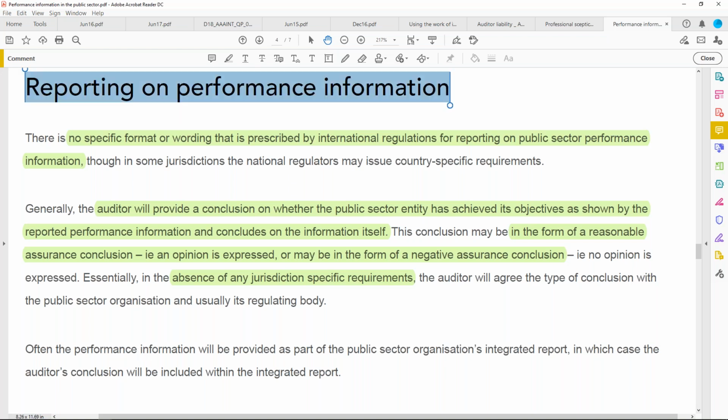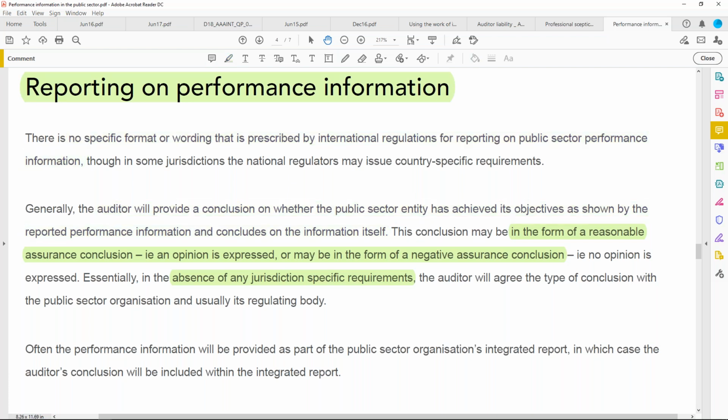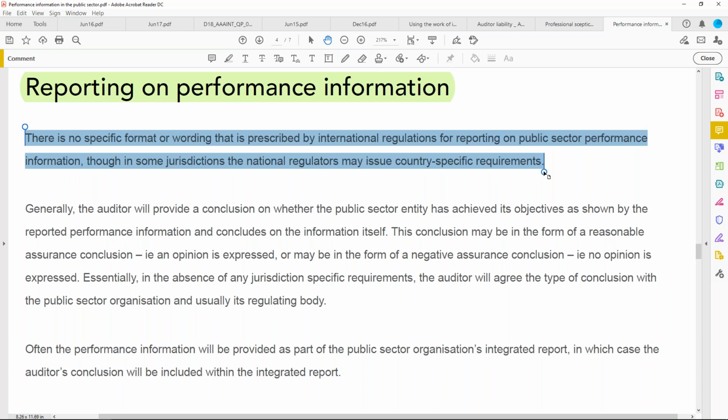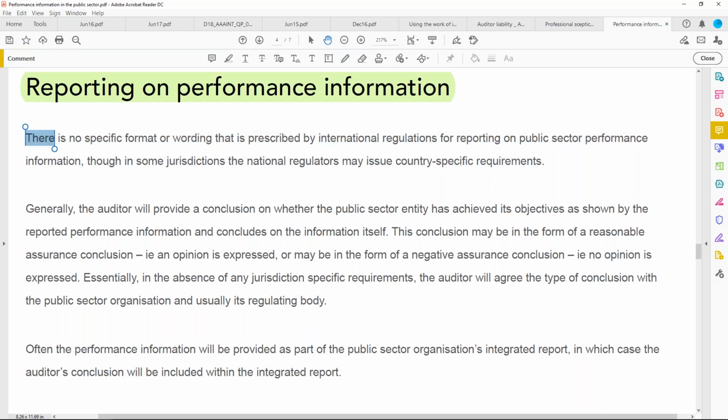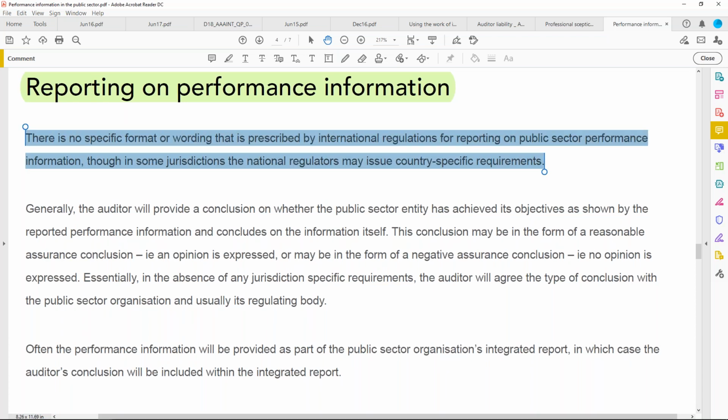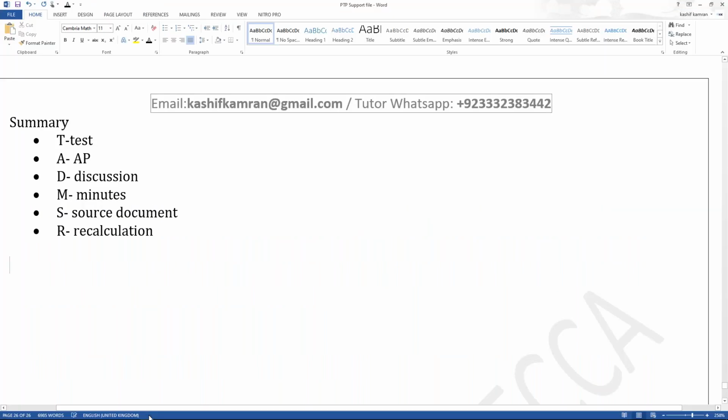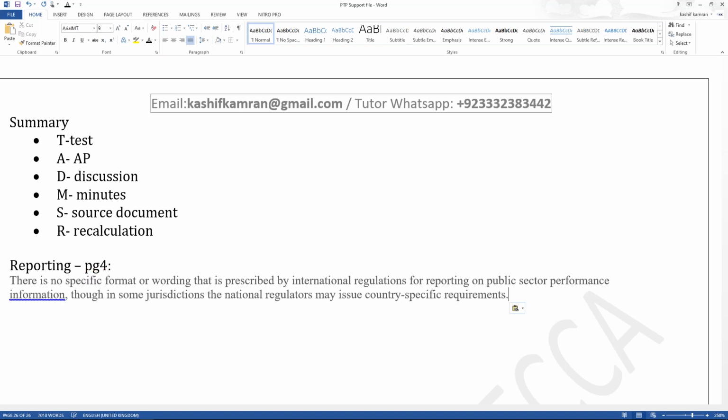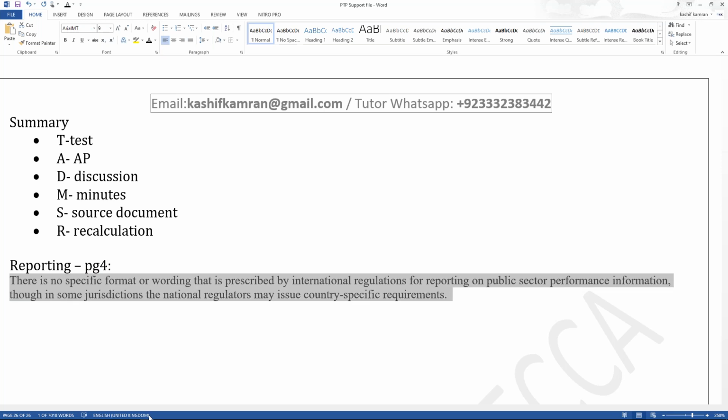Can you see this paragraph in front of your screen, reporting on performance information, which is crucial, on page number 4? Everyone? Okay, I'm reading from here, the first paragraph on page number 4, reporting. Just let me copy this down. This is important information. I cannot just ignore it. So reporting comes on page number 4 of the article, and in that, the examiner is telling us something very important. Let's copy that and then discuss it.